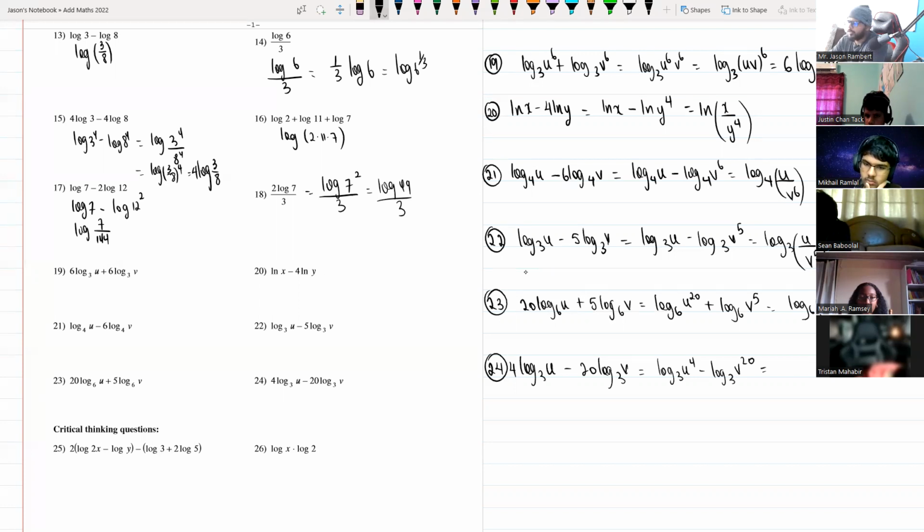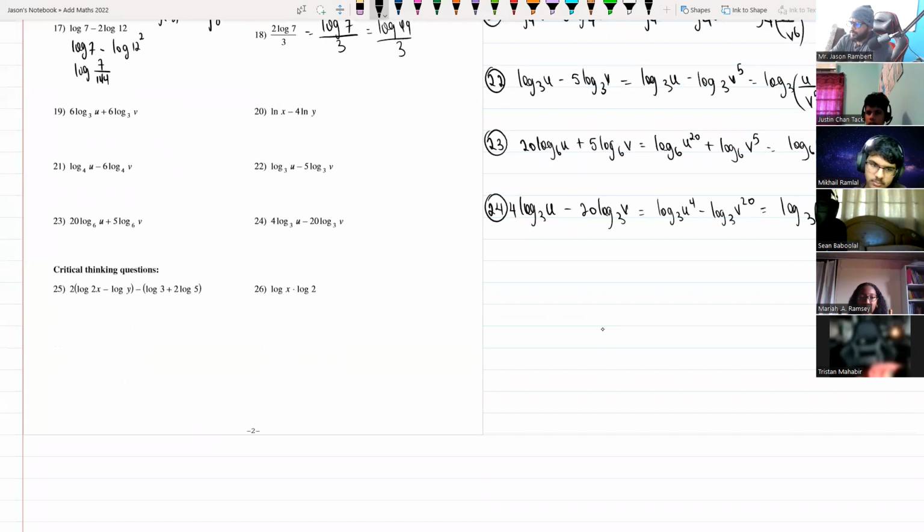Number 24 is minus, so I'm just double checking. This is log of u to the power 4 divided by v to the power of 20 to base 3. Yeah? Why divide in number 20? Oh, okay, cool. So that answers your question, they're just done.